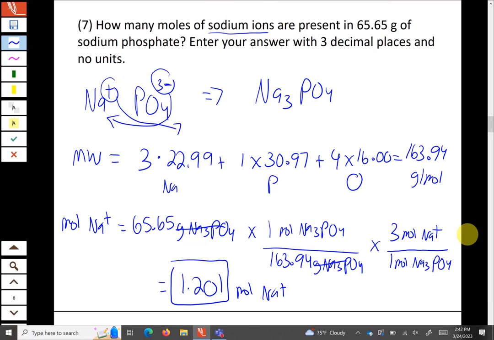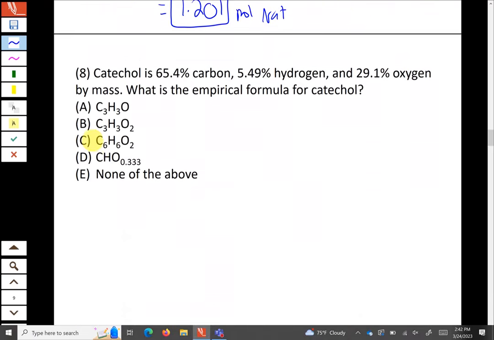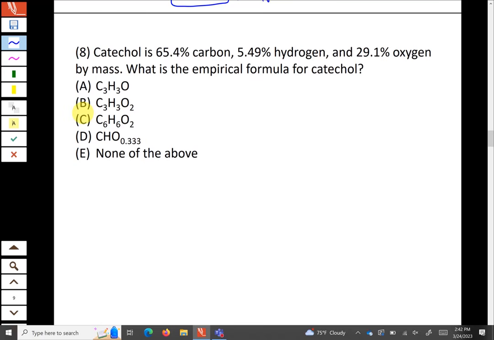All right, anything else? Okay, so let's go on to the next one, which is a mass percent problem going to empirical formula. So in problems like this, there's a pretty straightforward approach we're going to use, and there's a few different ways of setting it up.